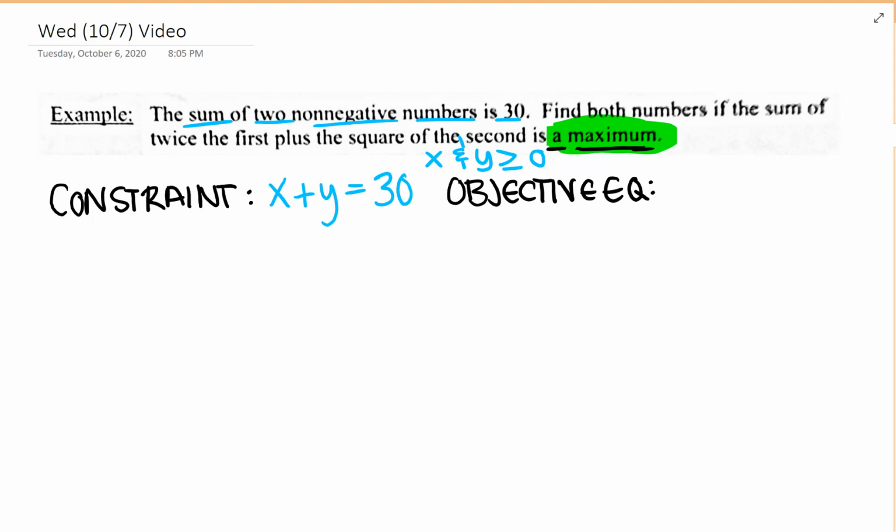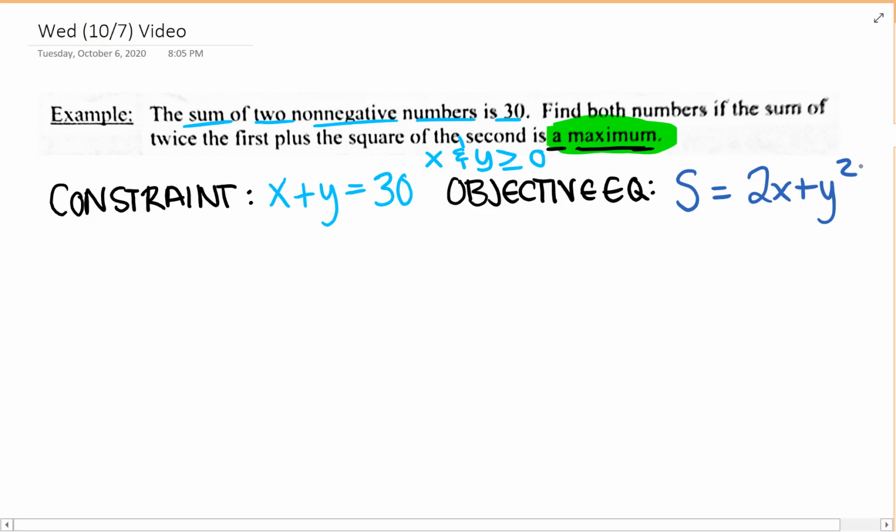The objective equation asks us to find a maximum for the sum, twice the first plus the square of the second. So 2x plus y squared would be our objective equation, and we are looking for a maximum. To begin, I will solve for one of the variables in the constraint so that my objective equation is a function of one variable rather than the two that I have here, x and y.